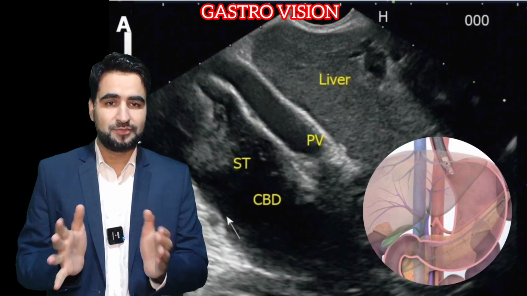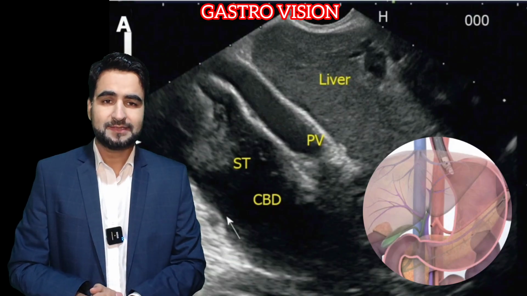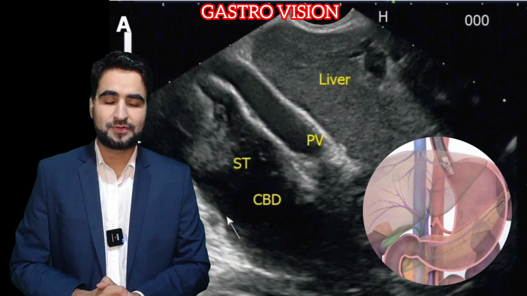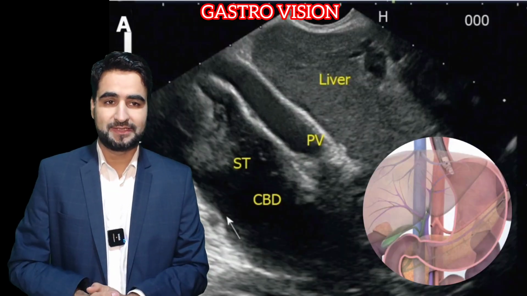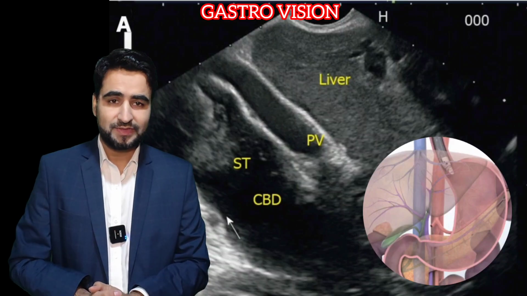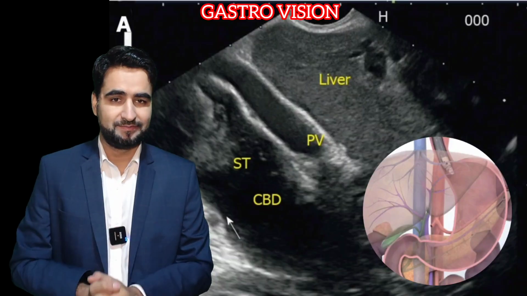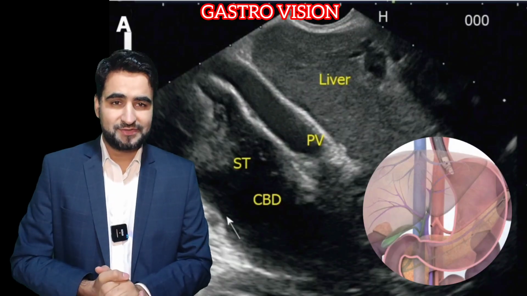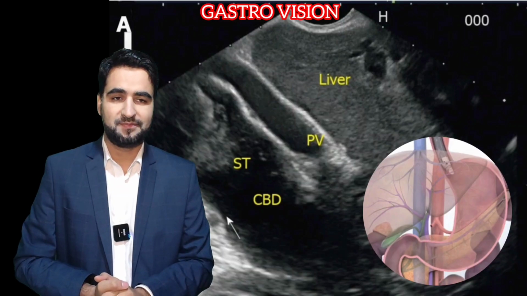This anechoic tubular structure is the common bile duct. It appears as a parallel channel running alongside the portal vein, forming a part of the portal triad. Its walls are thinner and less echogenic compared to the portal vein. As we follow the CBD proximally, it leads towards the liver hilum, where it joins the right and left hepatic ducts to form the common hepatic duct. Distally, it continues through the hepatoduodenal ligament, heading towards the pancreatic head and ampulla of Vater.